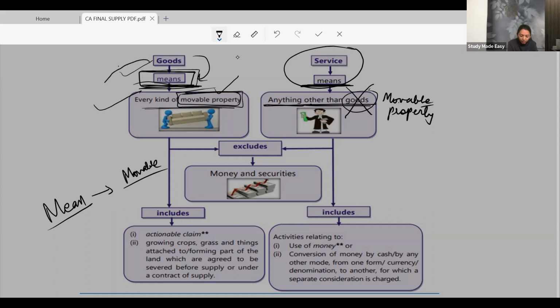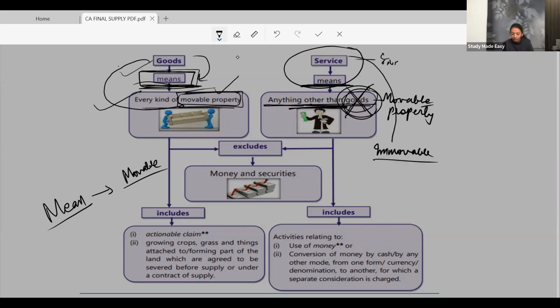Because here it says goods means movable property. So can I write movable property here instead of goods? Can I do that? So it says goods means movable property. Service means anything other than goods. That means anything other than movable property. That means immovable property. So service is equal to immovable property. Can I say service is nothing but immovable property?